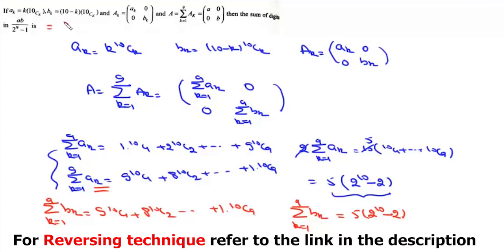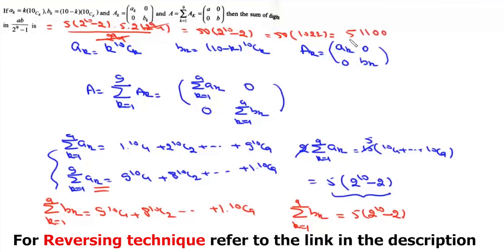Now this is 5 into 2 to the power of 10 minus 2. We'll take 2 common, and then it will be 2 to the power of 9 minus 1 upon 2 to the power of 9 minus 1, which will cancel. Now this is 50 into 2 to the power of 10 minus 2. Now 2 to the power 10 is 1024. 1024 minus 2 is 1022, and this product is 51100. Now we need to find the sum of digits. Sum of digits will be simply 5 plus 1 plus 1, which is 7. So the answer to this question is 7.